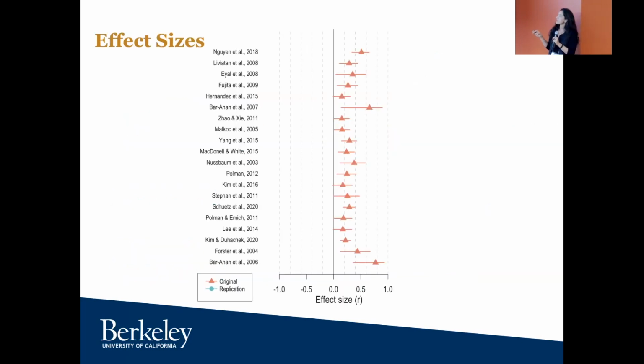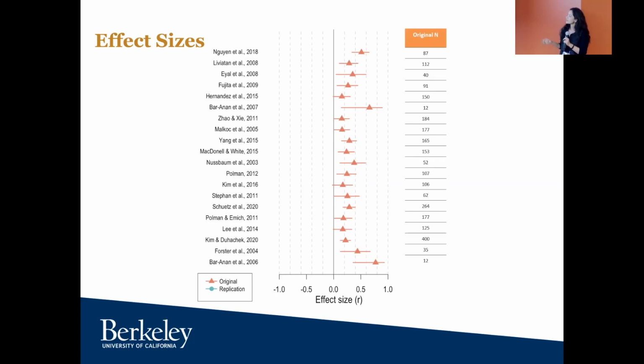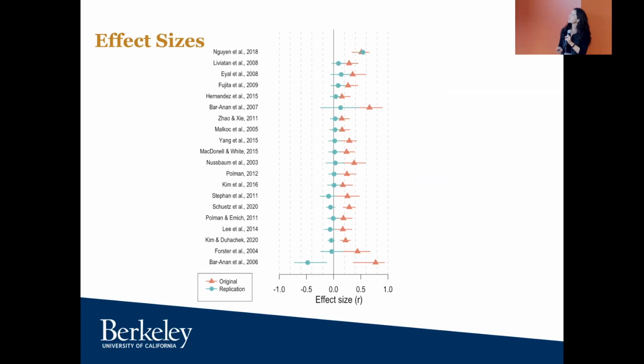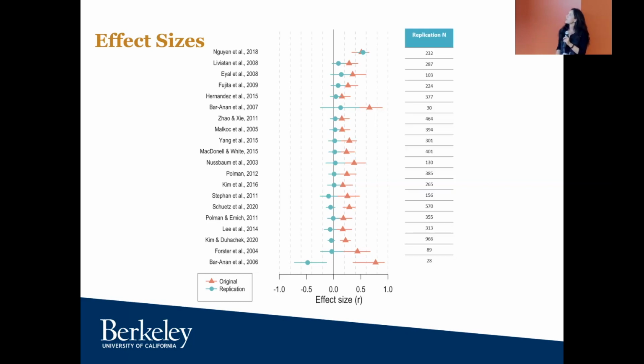So these are, again, the effect sizes of the original studies and the confidence intervals, and all the effect sizes are in R, so correlation coefficients. Original N's, the sample sizes, and these are the replication effect sizes, the significant one at the top and then the directionally opposite one down at the bottom. And we collected 2.5 times the sample size of the original studies.